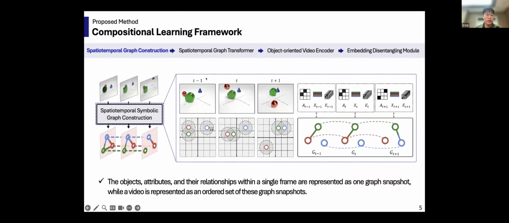So now I want to talk about our compositional learning framework, which is composed of 4 steps. At the very start, we need to convert each video into spatiotemporal graphs. To do this, each frame is converted into a graph snapshot, which is defined by the objects in the video, and the spatial edges are defined by the Euclidean distance between the objects. And finally, by linking the same objects over time and adding the temporal edges, we converted it into a spatiotemporal graph. So actually, the video is represented as an ordered set of these graph snapshots.